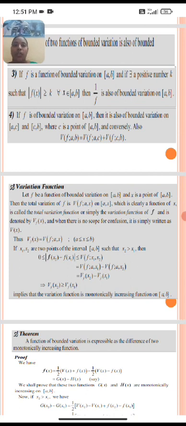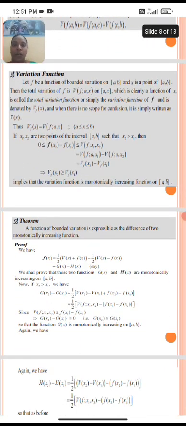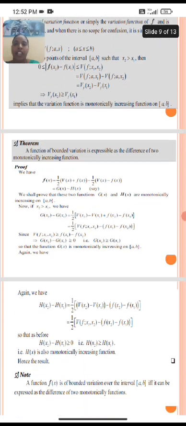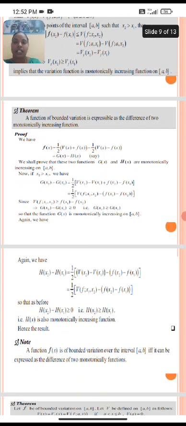Next we talk about the topic variations of functions. Let f be a function of bounded variation on [a, b] and x is a point of [a, b]. The total variation V(f) on [a, x] is called the variation function of f and is denoted V(f)(x). When there is no scope of confusion, we simply write it as V(x). Then we consider the theorems.